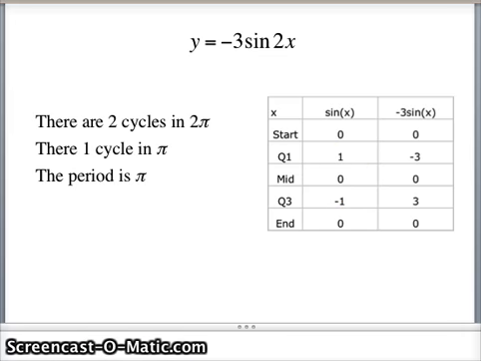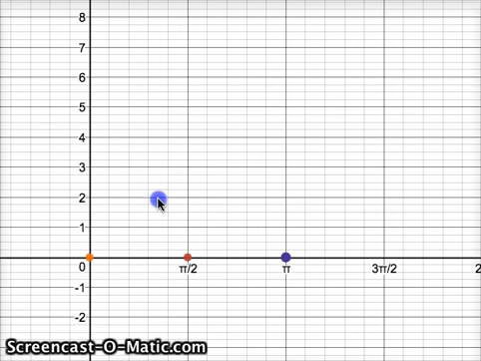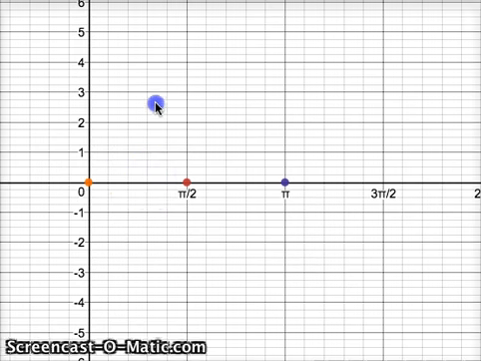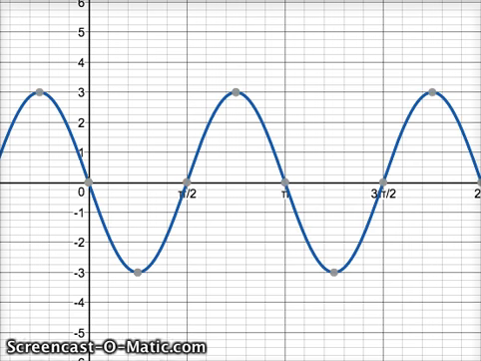So if we go back and look at our graph, our first quarter point here, which will be at pi over 4, would drop down to negative 3. And our second quarter point would go up to positive 3. So this is what we get. Quarter point down to negative 3, back to midpoint, quarter point up to 3, and then down to pi. So this isn't our final graph, but this is the first graph we wanted. This is the graph of y equals negative 3 sine 2x.